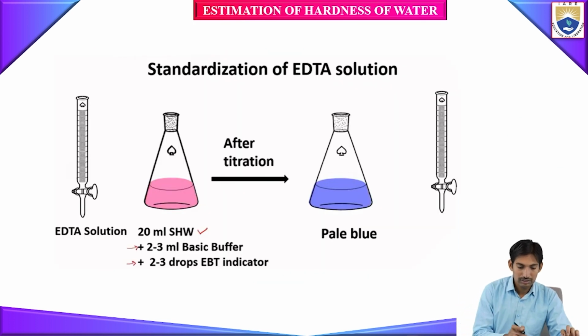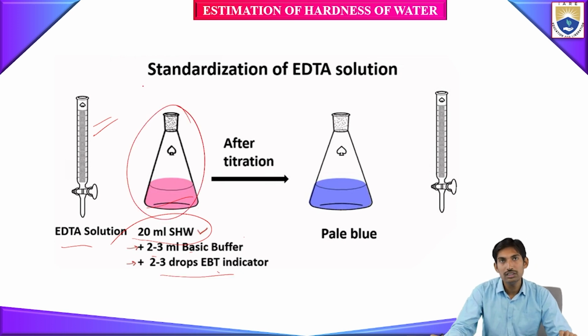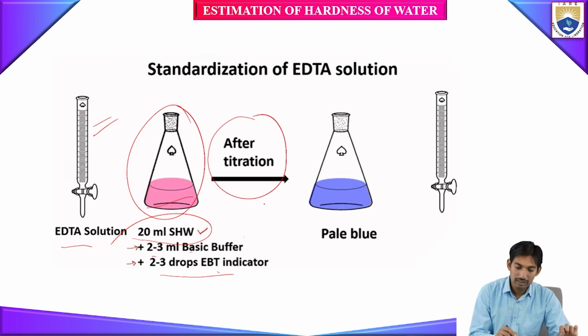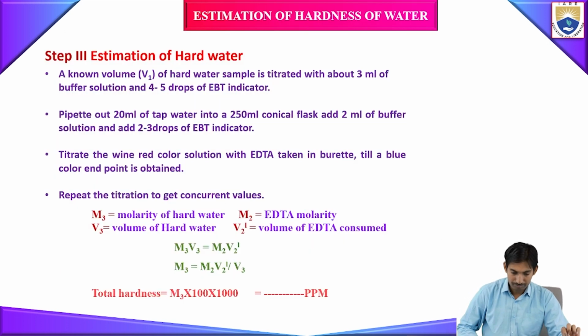Then see, here we can see the color changes. In the burette, we have to take EDTA solution. In the conical flask, we have to take 20 ml magnesium sulfate solution, add 2 to 3 ml of basic buffer, and add 2 to 3 drops of EBT indicator. The color of this solution is wine red, because the metal and indicator complex is unstable. After titration with EDTA, the end point is pale blue. This is the color change we can observe in this standard EDTA solution.